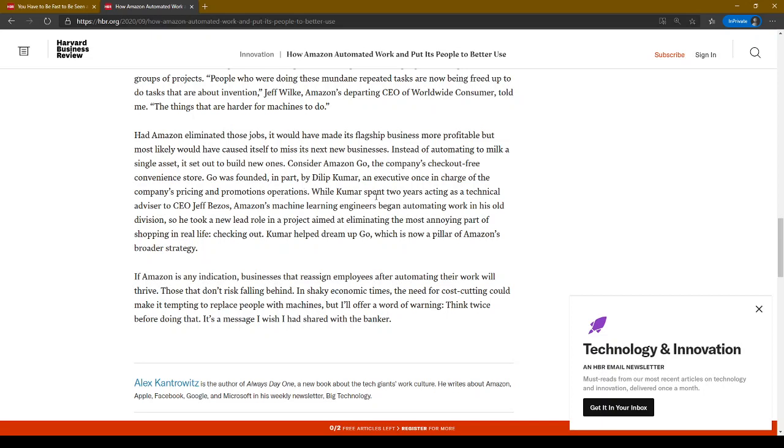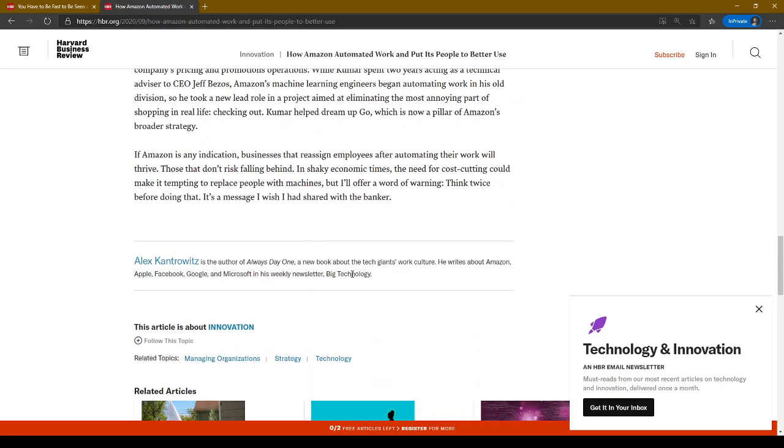While Kumar spent 2 years acting as a technical advisor to CEO Jeff Bezos, Amazon machine learning engineers began automating work in his old division. So he took a new lead role in a project aimed at eliminating the most annoying part of shopping in real life, checking out. Kumar helped dream up Go, which is now a pillar of Amazon's broader strategy.